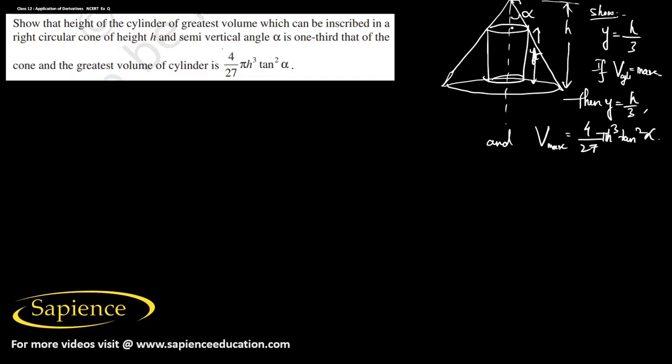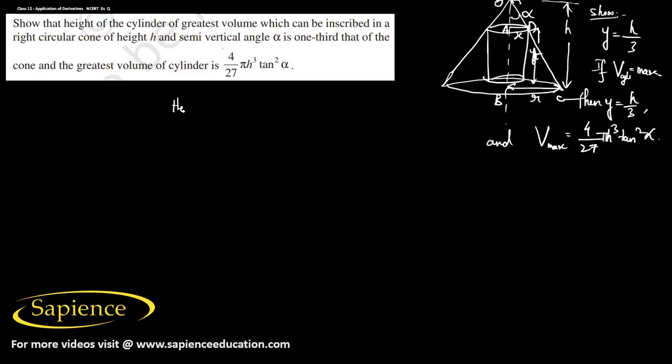So now let's suppose the radius of the cone is r, and the radius of the cylinder is x. Then suppose we take the vertex of the cone as O, and this is A, this is B, this is C, this is D.